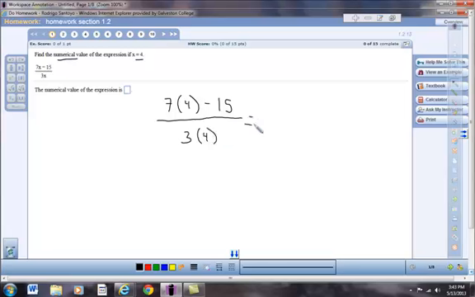I also want you to remember that the variable 7x is just 7 times x. So this is a nice problem you could just go ahead and put into your calculator. If you do 2 separate parts, on the top you get 13, and then on the bottom, you get 12. So we got our solution right there.